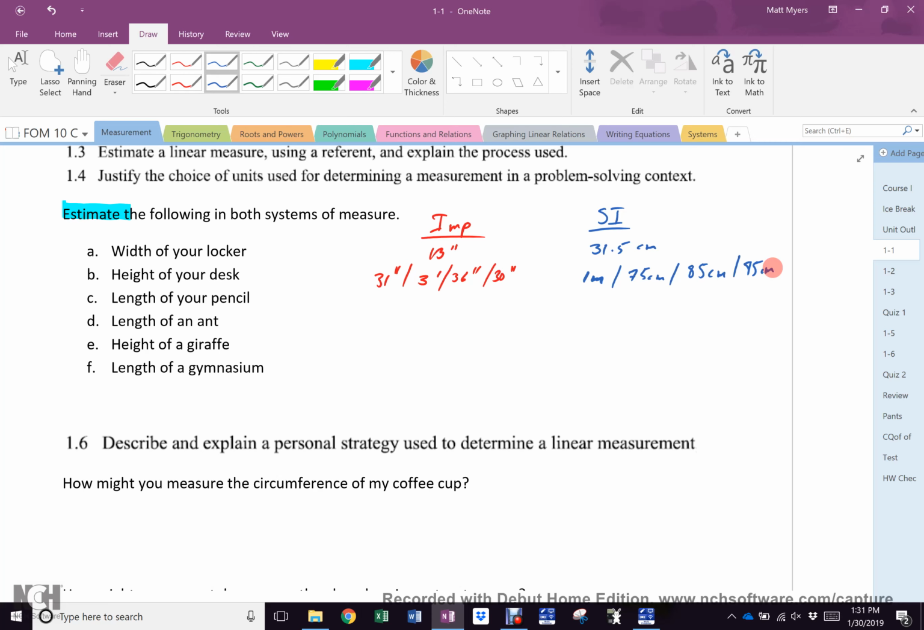Oh, that's about 77. Who was the 75er? Nice work. And in Imperial, 30 and 1/4. So who do we have? We had a 31 and a 30. 31, I'm sorry, just like Price is Right, you've overbid, you lose. Who was the 30? Nice job, Sage. Well done.